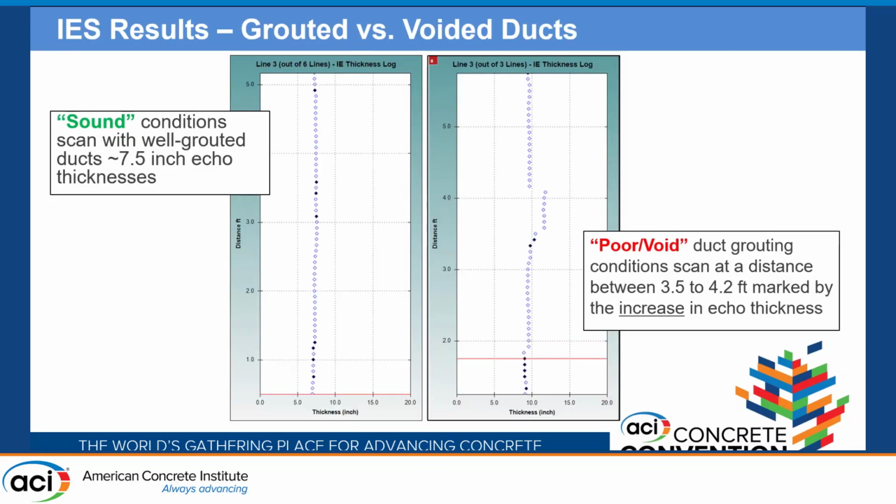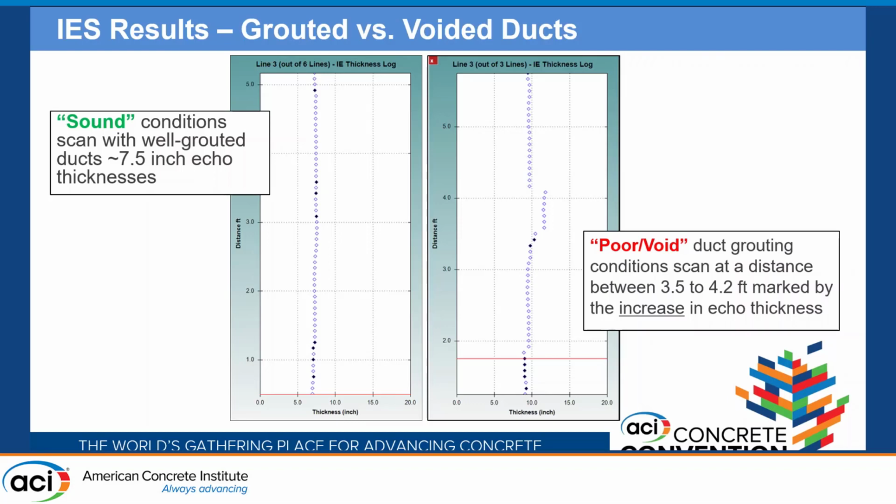So these are IES example results for both grouted versus voided ducts. On the left, you can see a scan line of thickness versus the scan distance, where you can see a very consistent 7.5-inch echo thickness. Again, these were crossing known ducts, so the fact that there is no change in that thickness gives us good confidence that the ducts were well grouted.